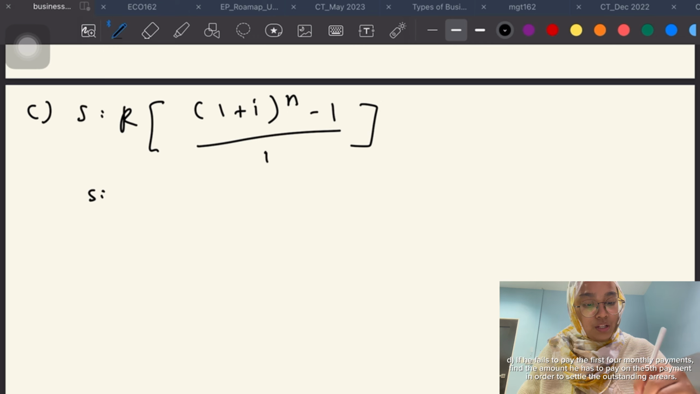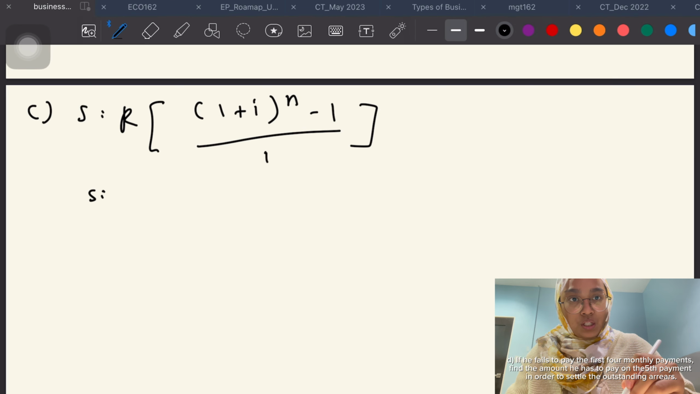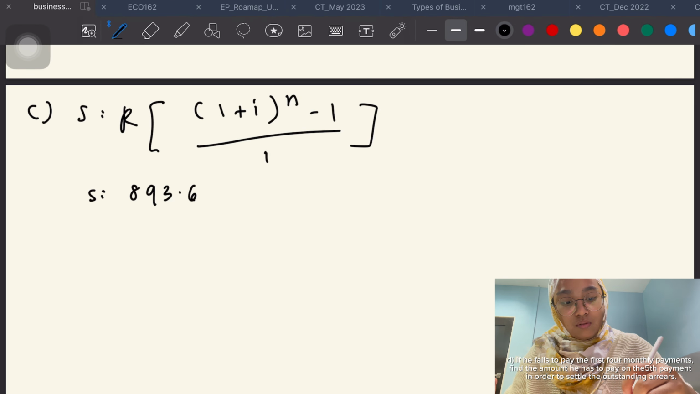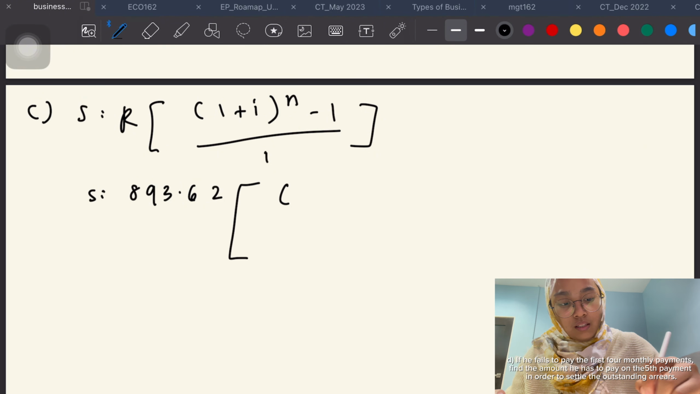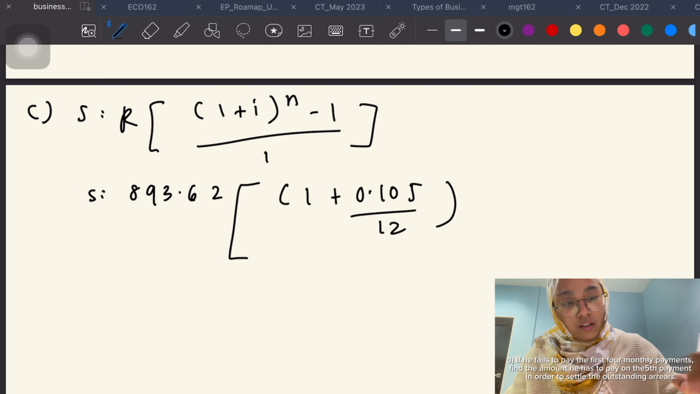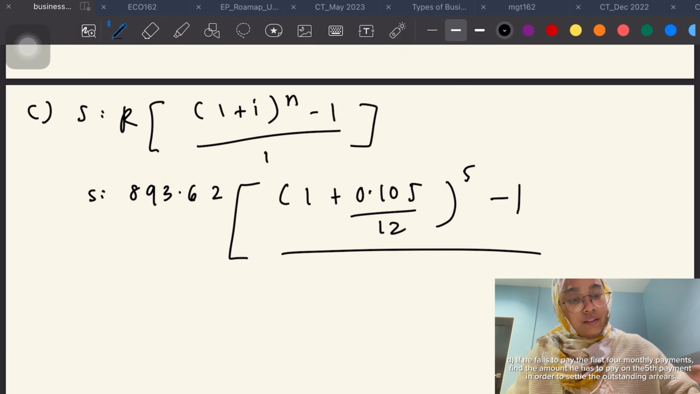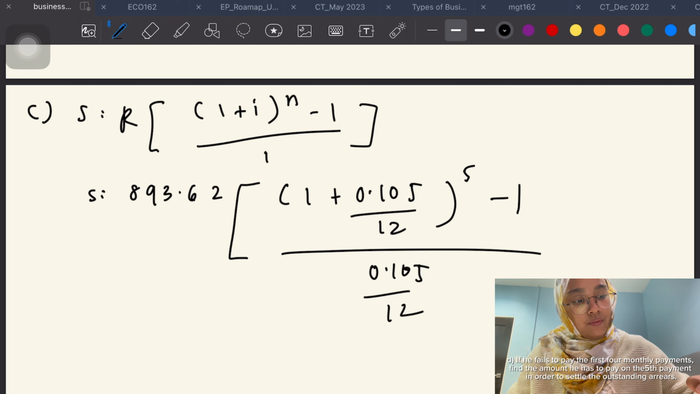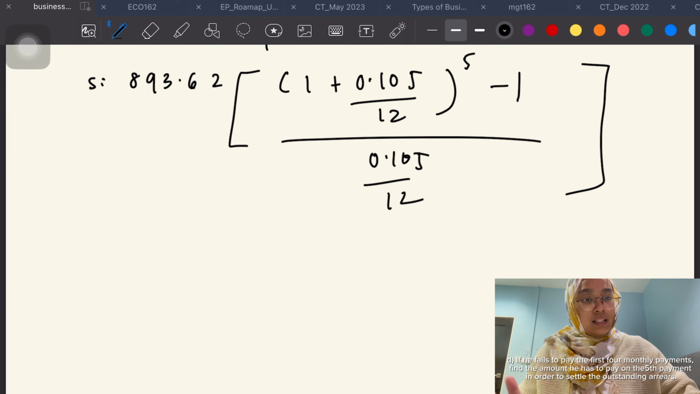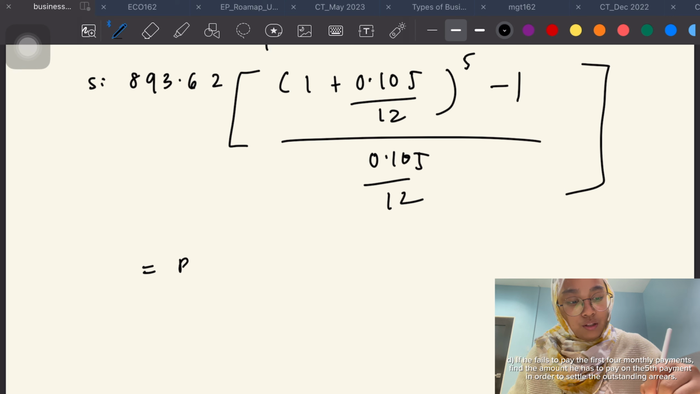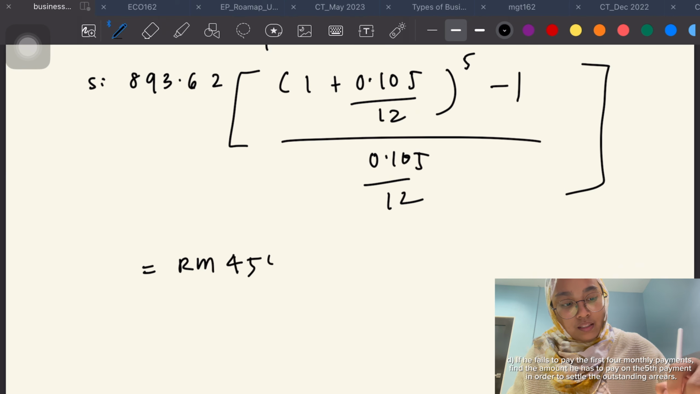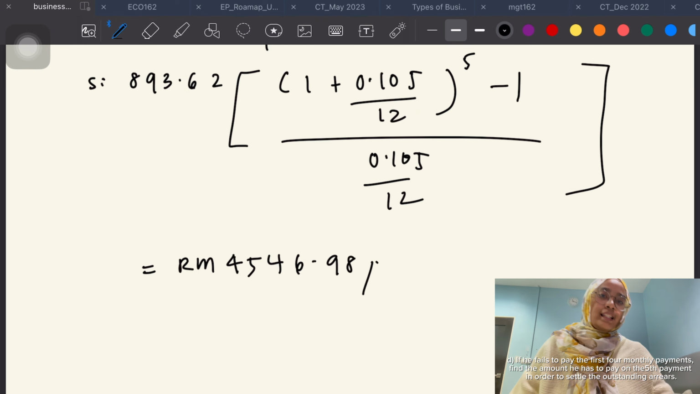As for the last question, which is D, S is our future value. So S equals R, 893.62, open bracket, 1 plus 0.105 over 12, our n is 5, minus 1. You calculate this carefully with your calculator, and then you will get 4546.9. This is the final answer.